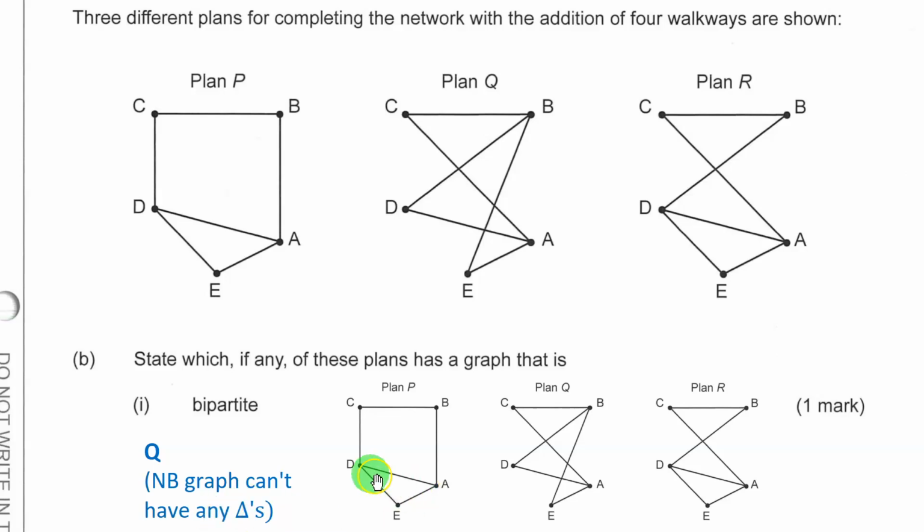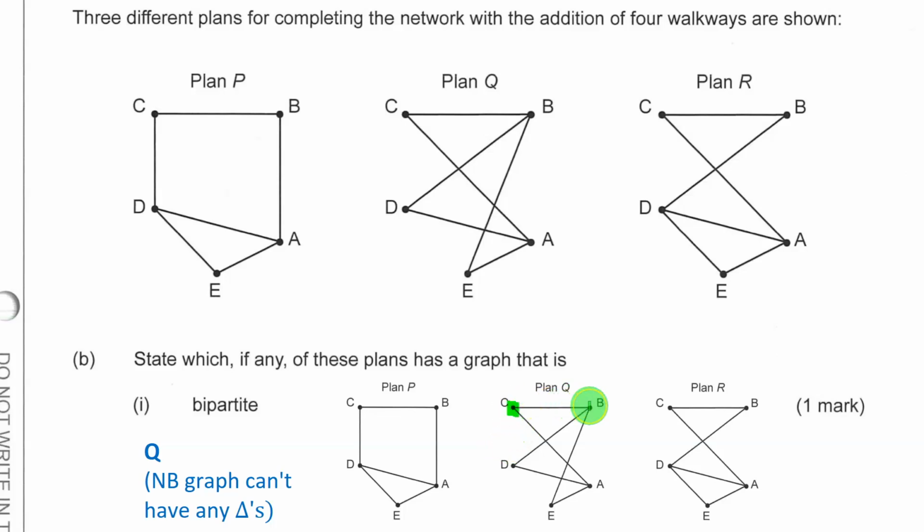If you spot a triangle like in this one here for plan P, then you know it's not going to happen. So this one can't. And plan R, here's a triangle, so this one can't. But plan Q looks like it could. I'll just get a highlighter here and let's check it out. We'll do the alternate coloring.